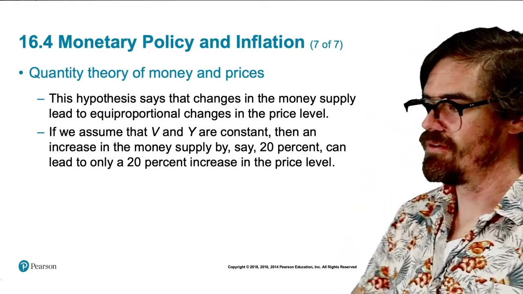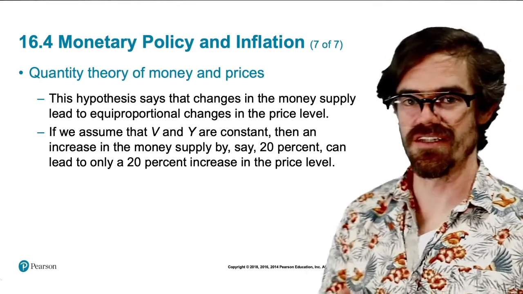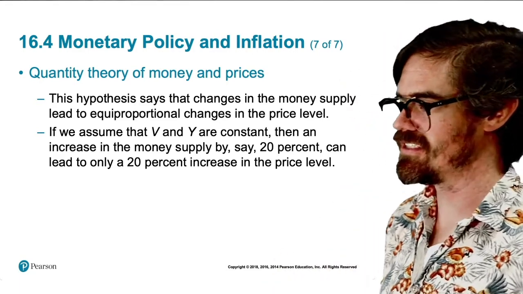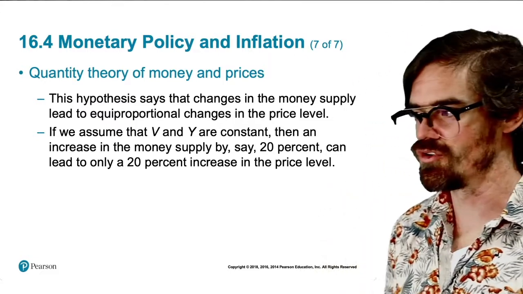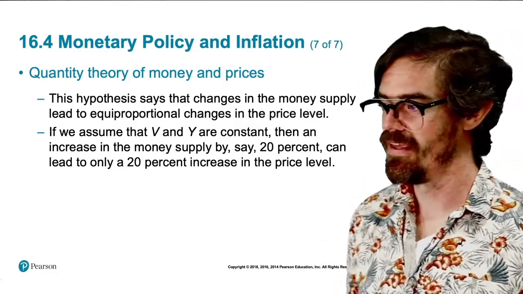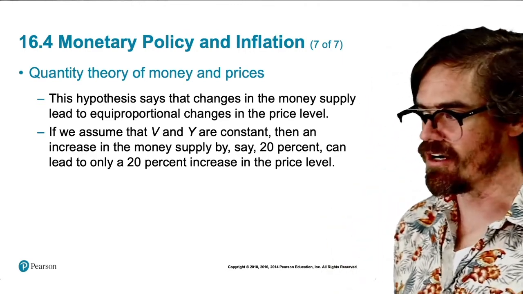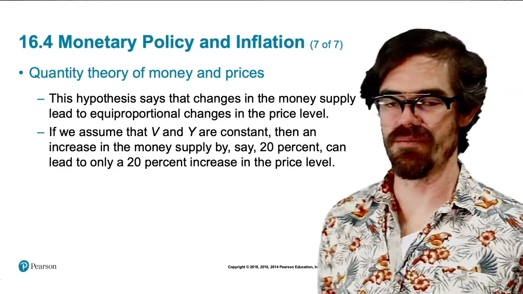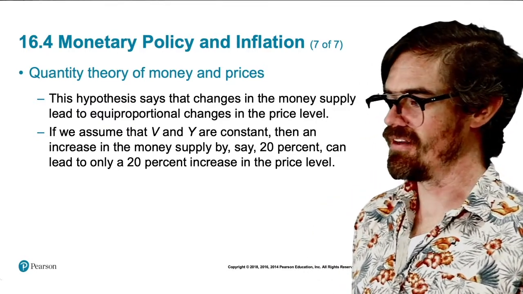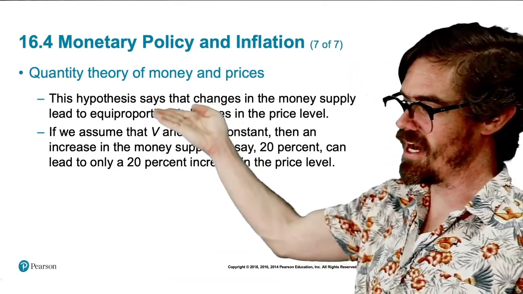All right, so this leads us to something called the quantity theory of money and prices. And basically this theory or this hypothesis says that changes in the money supply lead to equiproportional changes in the price level. If we assume that velocity and real GDP are constant, they're not changing, then an increase in the money supply, say by 20%, can lead only to a 20% increase in price levels. So that's what we mean by equiproportional.